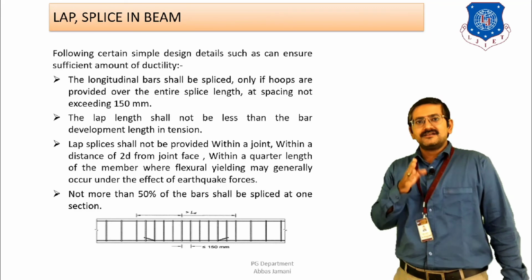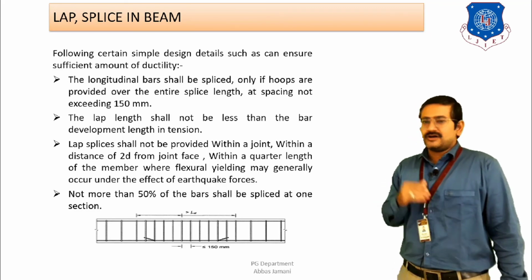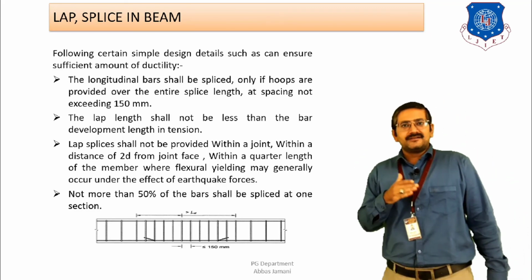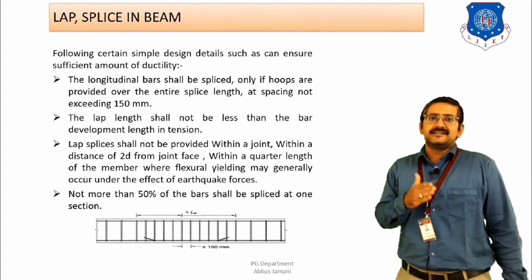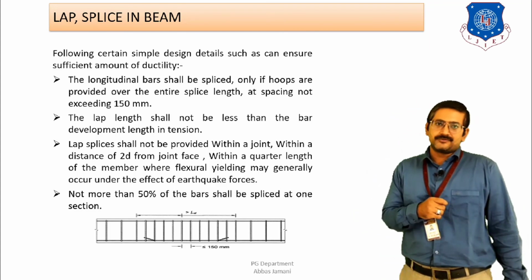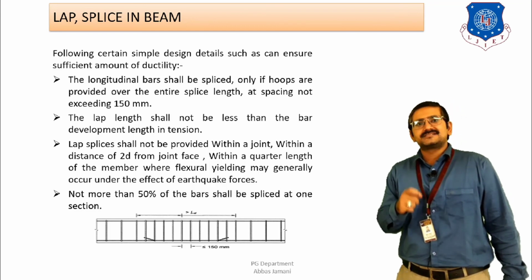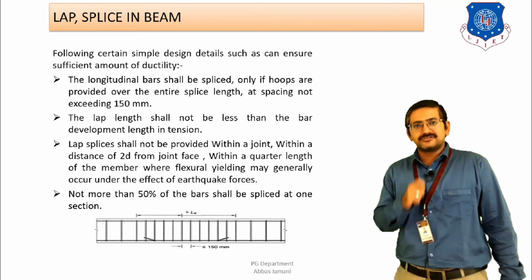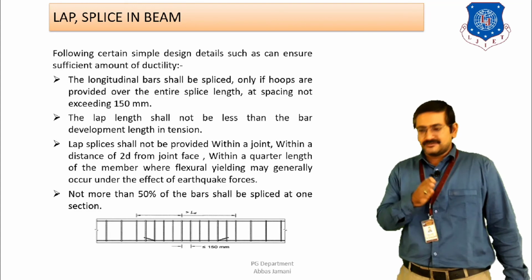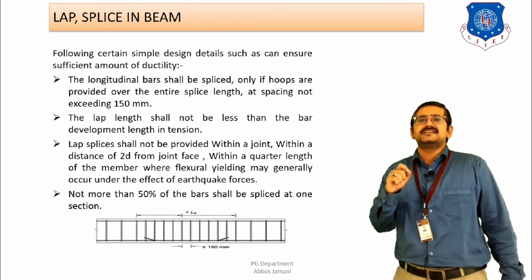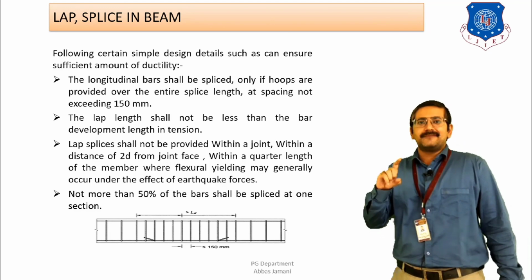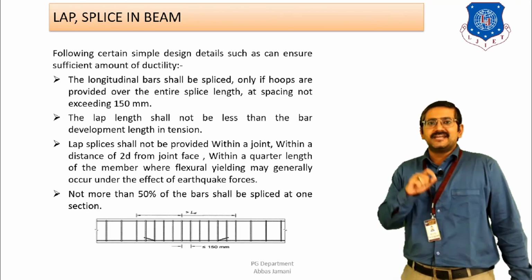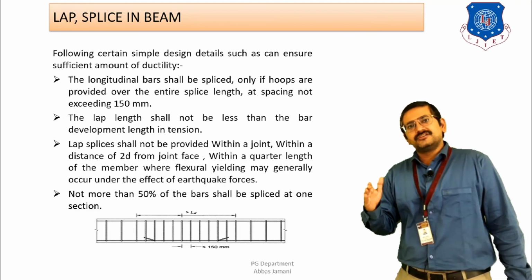So again, let us break it down slowly. If I talk about the lap joint, then it is saying that the lap should not be provided within a joint. So exactly near the column you cannot provide it. Second, it is saying 2D distance from the face of the column. So there also you cannot provide. That is, from the face of the column up to 2D distance, where D is again the small effective depth of the beam, the lap should not be provided. And lastly, D by 4. At that region also the lap should not be provided.